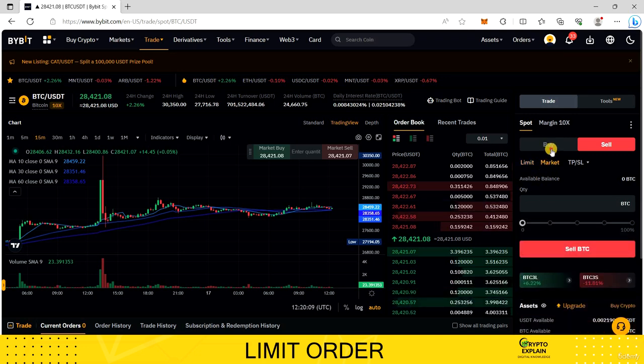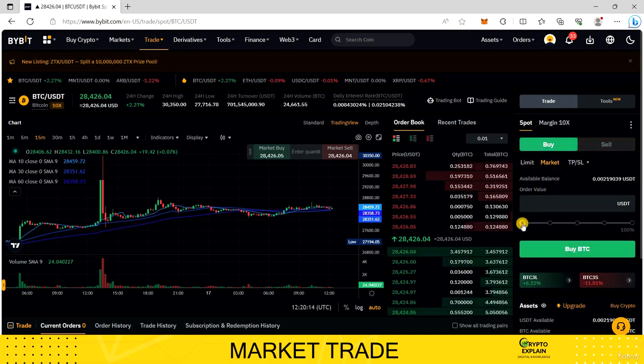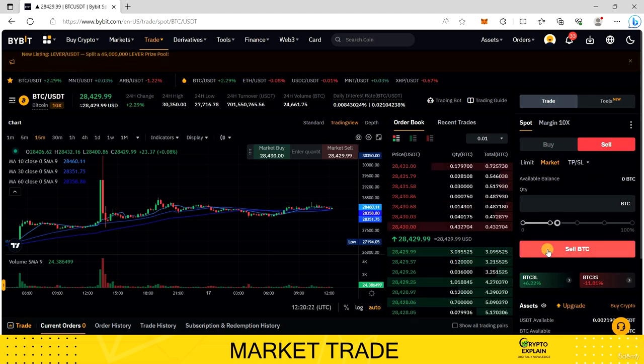The second option is market trading. Using this function, we buy at the current stock price immediately. Our order is executed without waiting, and we also sell immediately at the current price without waiting. This option is intended for people who want to complete the transaction quickly.